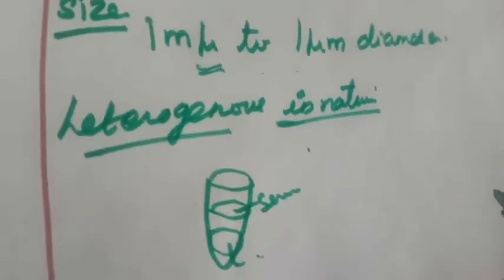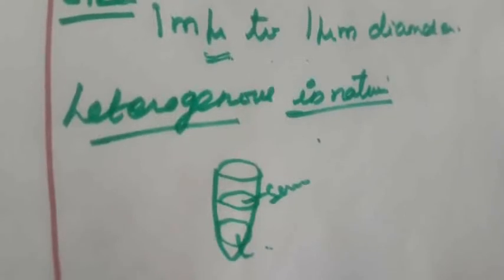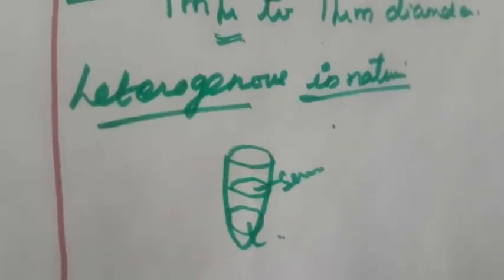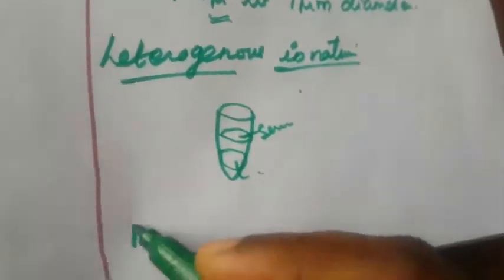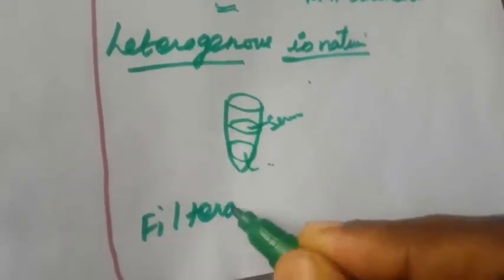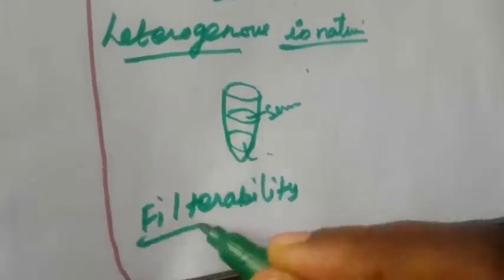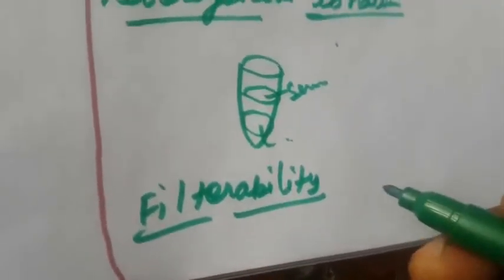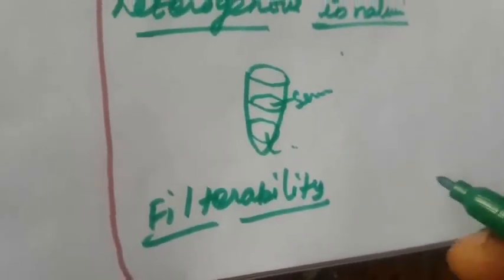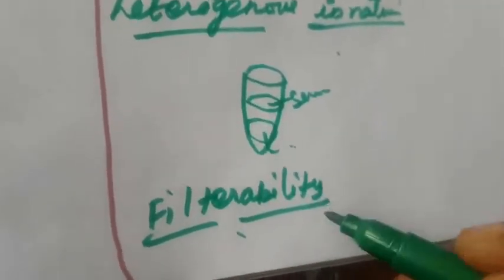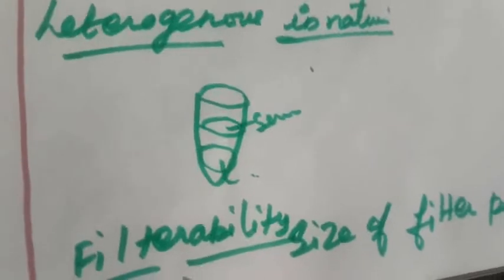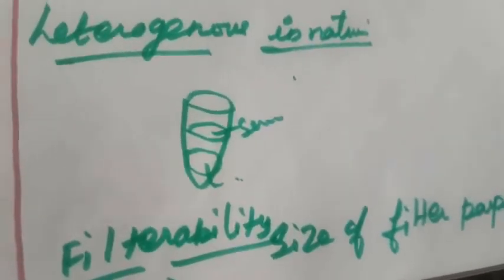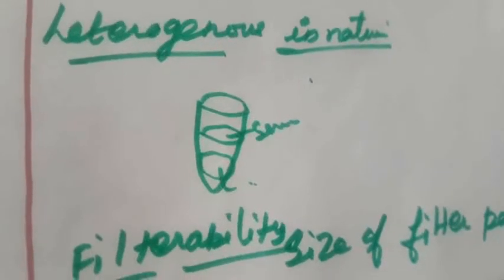What is meant by filterability? If the size of the pores in ordinary filter paper is large, the colloidal particles easily pass through the ordinary filter paper. So what is the filterability? The size of the pores in the ordinary filter paper is large, so the colloidal particles easily pass through. The size of the filter paper pores is large, so the colloidal solution easily passes through to the other side.